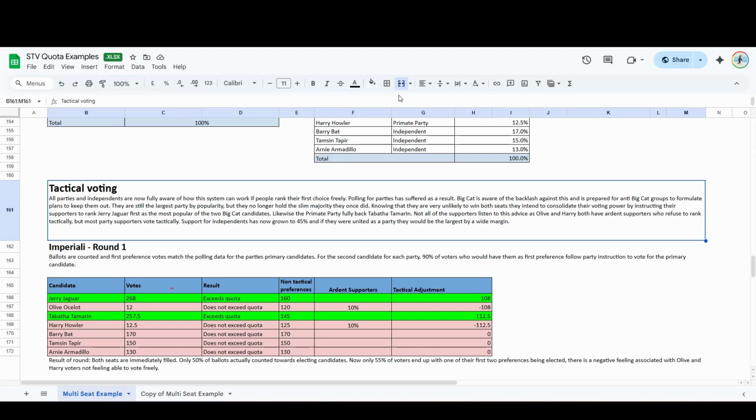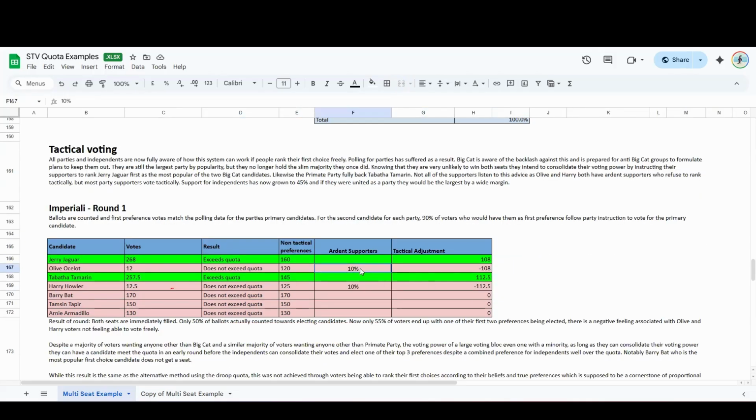Since none of the parties have 51%, which is sort of like the cutoff where you can get both, they are maximizing their chances of consolidating their vote to get 1. So I've assumed that the voters that support Primate Party and Big Cat all have some voters who just don't like being told how to vote, so they'll vote their preference regardless. So I've said 10% of Olive Ocelot and Harry Howler voters will still vote for them.